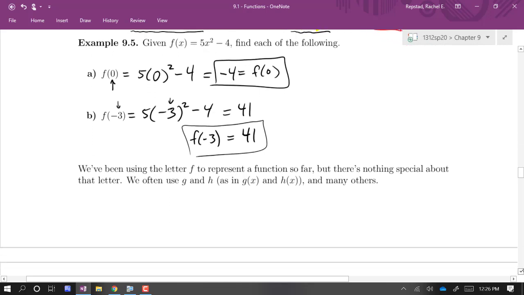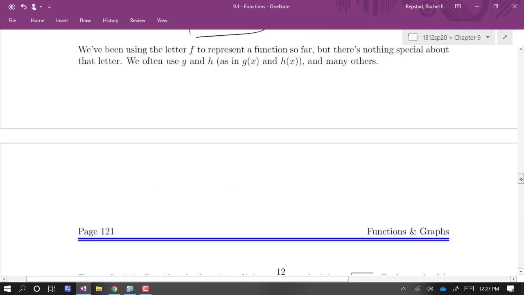f is a common letter to choose, f for function, but of course you could pick any letter you want. g and h are also pretty common. Whenever you're working with more than one function in the same problem, you absolutely cannot use the same letter to represent two different functions in one problem. So it's important to make sure that you don't have redundancy there or ambiguity about what the function f refers to.